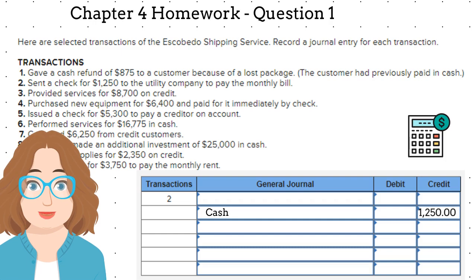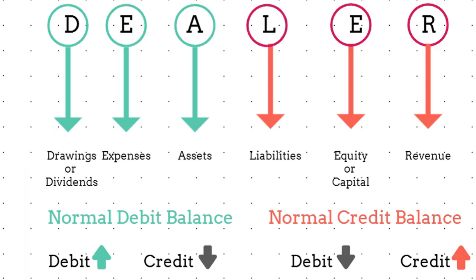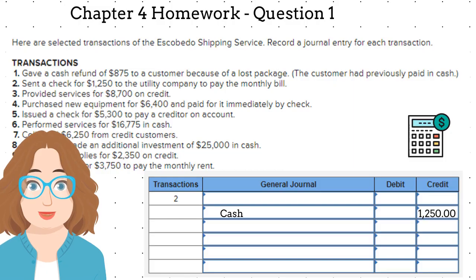Also think of the video about debits and credits, and the acronym dealer we use to remember the accounts that increase with debits and decrease with credits. Right there, it shows expenses and that expenses have a normal debit balance and increase with debits. Ready to write in the debit for this transaction. A debit to utility expenses.